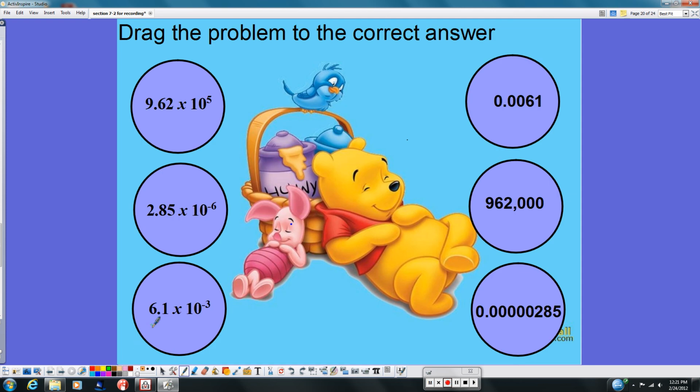Let's match these up. 9.62 times 10 to the 5th would match up with, correct, this one right here. 2.85 times 10 to the negative 6th matches up with the bottom one, and 6.1 times 10 to the negative 3rd matches this one up top.